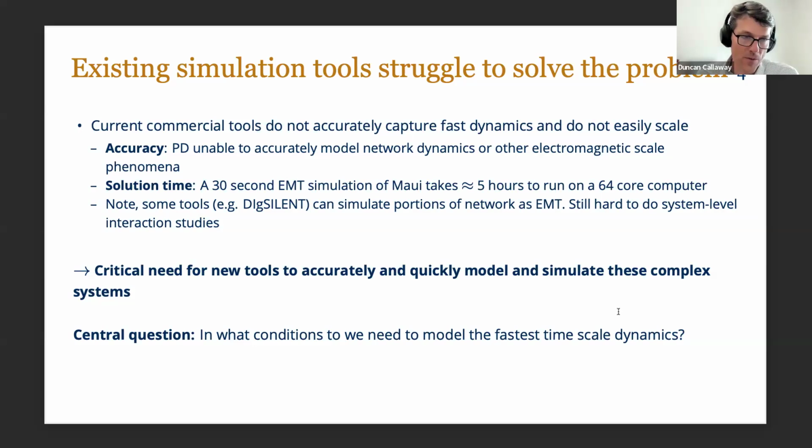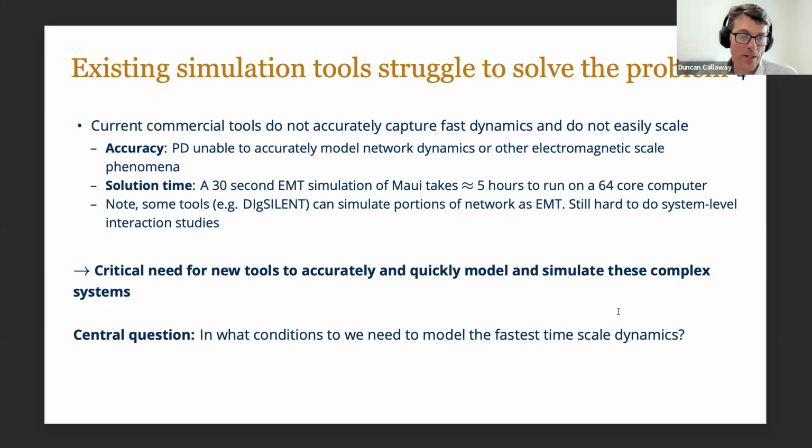And so then, setting all of this up, what we see is a critical need for new tools that can accurately and quickly model and simulate these complex systems. And in this case, one of the central questions that I'll be addressing in the talk is in what conditions do we need to model the very fastest timescale dynamics? So this, if you think about this question about phasor domain versus EMT, which I'm actually going to try to enrich to beyond just those two possibilities.